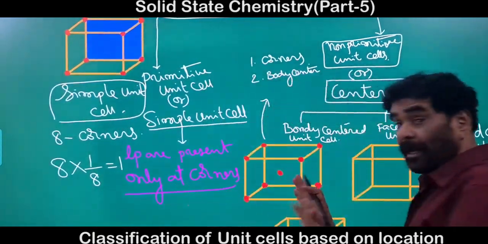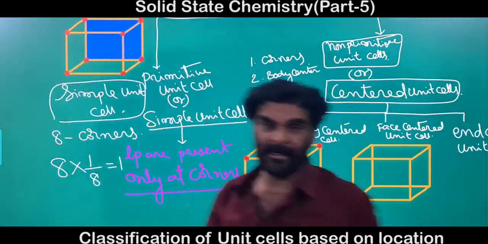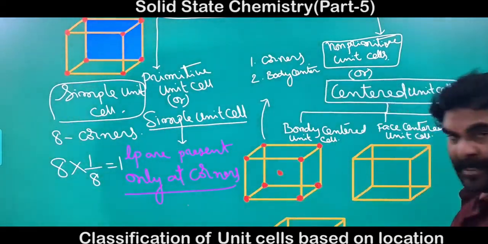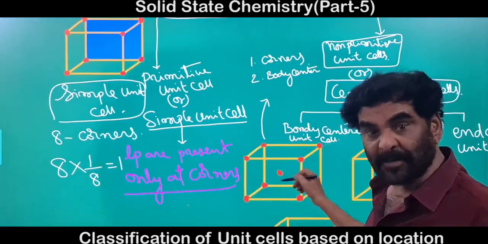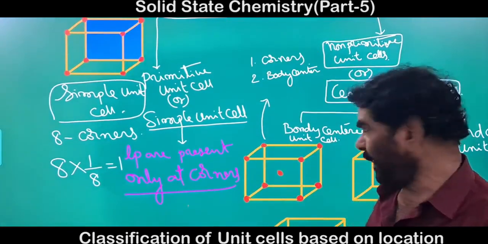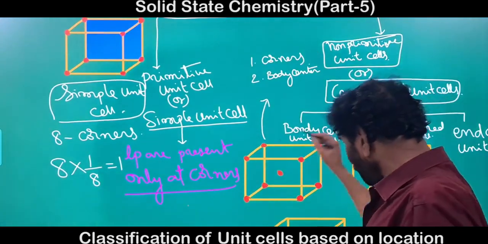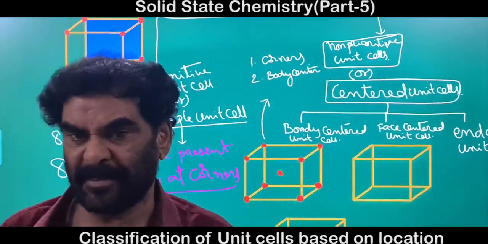So how many lattice points are there in the unit cell? I am talking about the lattice points. Here, how many lattice points? 8 corners, 8 lattice points. How many lattice points in each unit cell? That is 8 corners plus 1 body center, the center of the space. So in total, 8 plus 1, 9 lattice points are present.